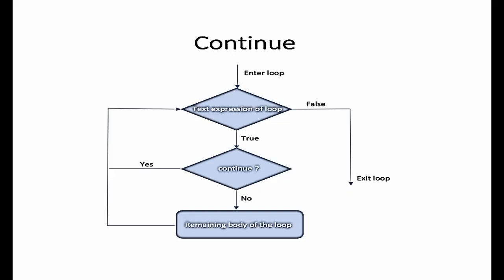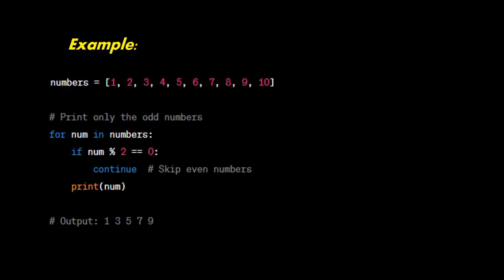Let's begin our journey. As I told you, the continue statement is used within loops to skip the remaining code. It allows you to control the flow of the loop and selectively execute certain parts that you want to print, based on specific conditions.